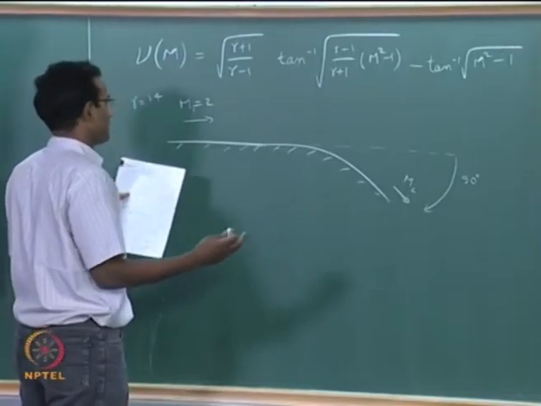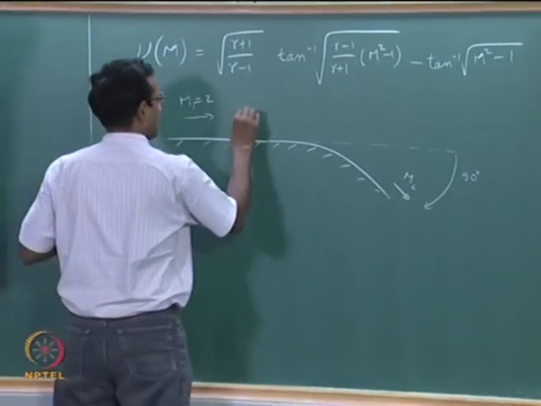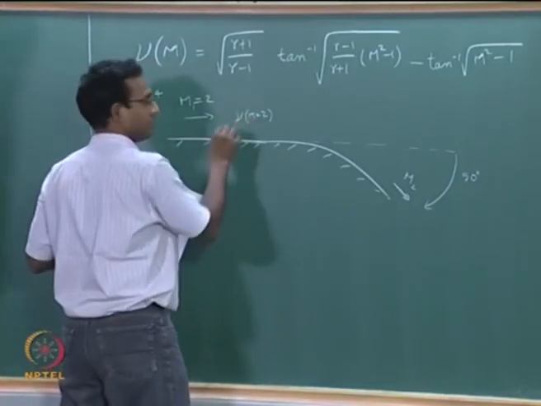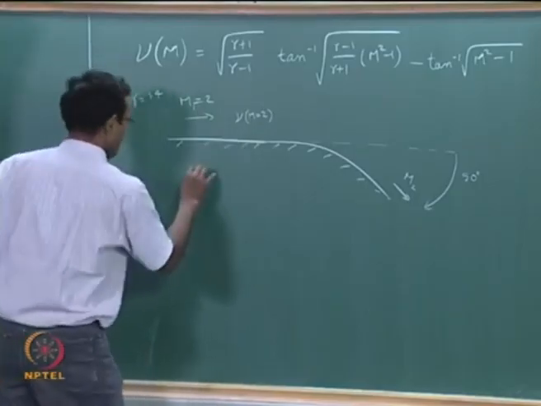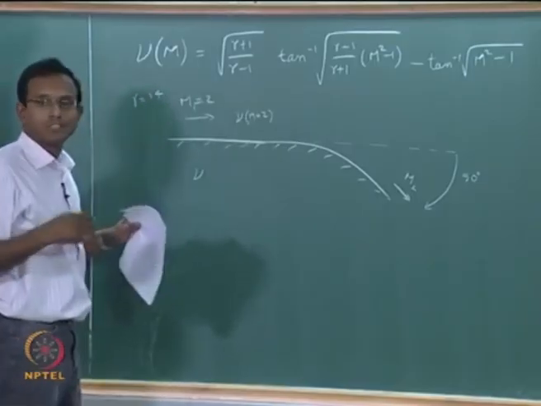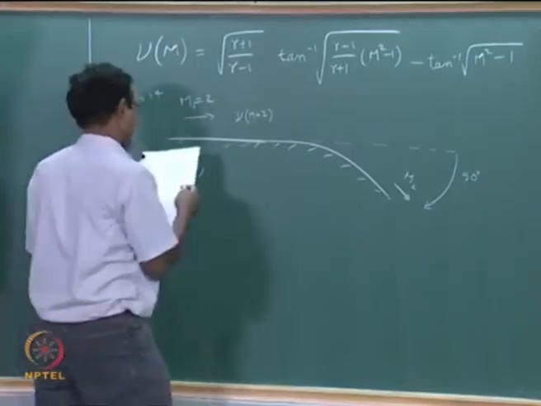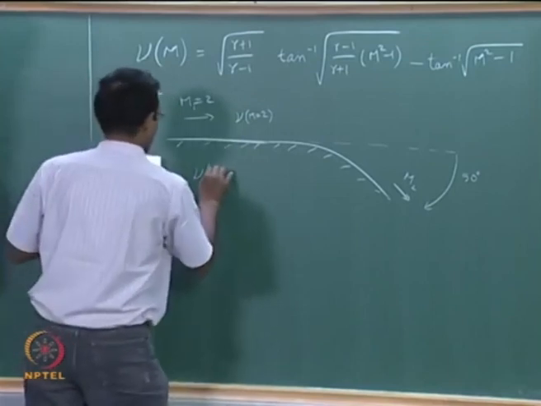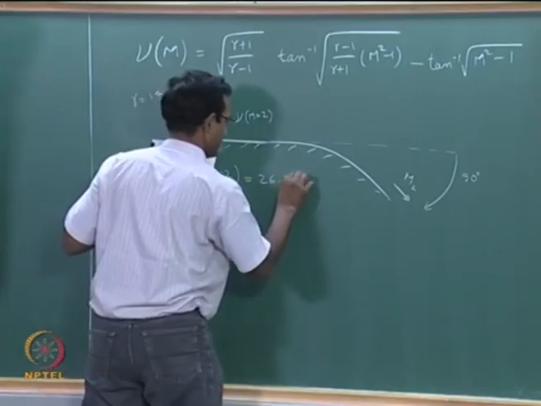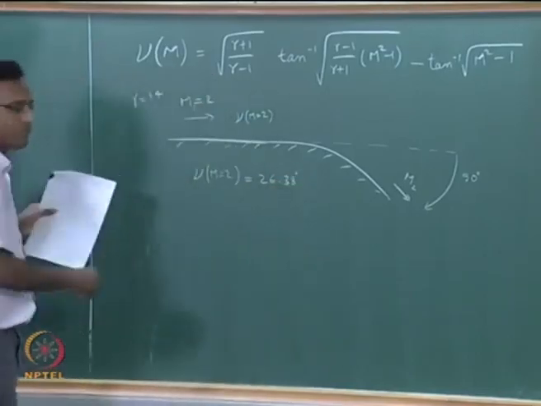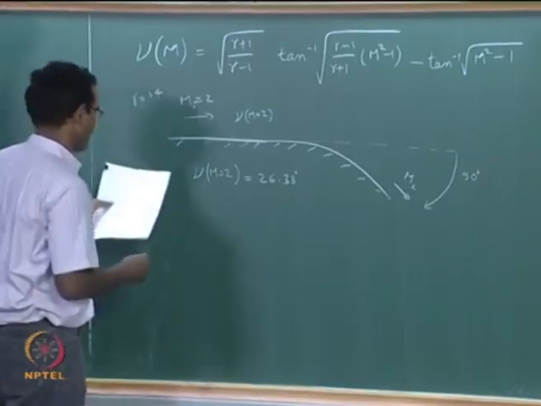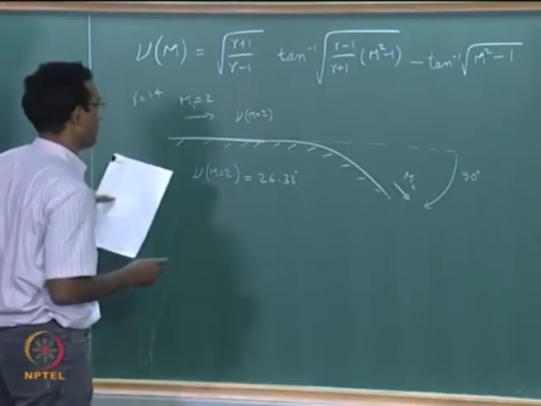Okay, the way to think about this, I have to find the nu of M equal to 2 here, which is what I will call nu 1. I have to find nu 1 from this function above, but instead of this function we will use tables. It is not an easy function to work with, so just use tables. Nu of M equal to 2 comes out to be 26.38 degrees for gamma equal to 1.4. Of course, you have seen the plots, you have to look at specific gamma values. For gamma equal to 1.4, this is the value you are getting.